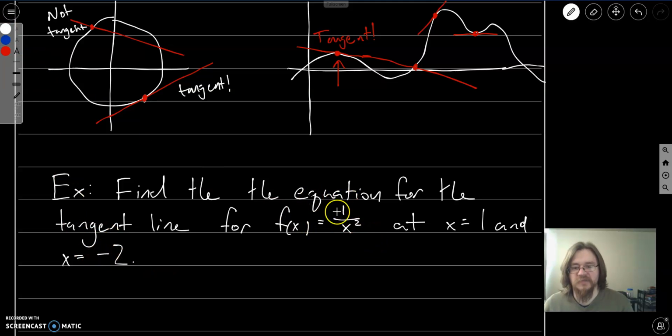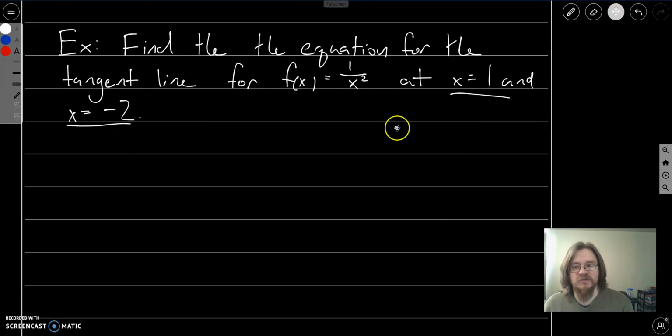So let's do that here. I have my equation f of x is equal to 1 over x squared, and I want to find the tangent line at x is equal to 1 and at x is equal to negative 2. So to find the equation of a line, I need the slope of the line, and I need a point that it passes through. Well, the point that it passes through is pretty easy. x is equal to 1, x is equal to negative 2. I can figure out what point those pass through. I just need the slope. So let's find the slope by finding the derivative.